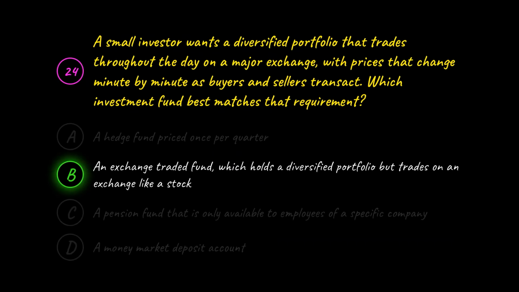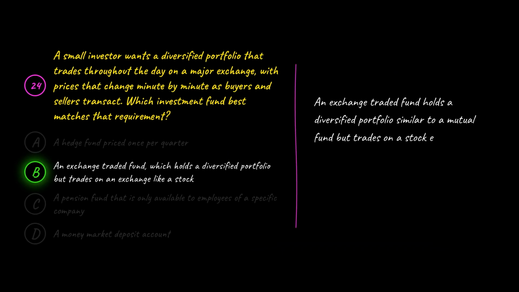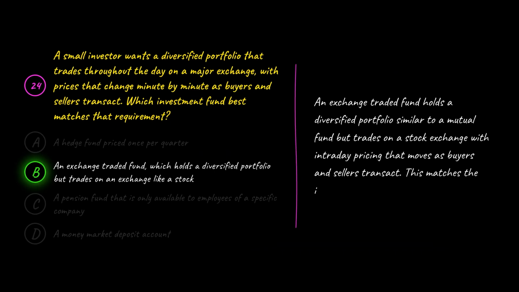The correct answer is B, an exchange-traded fund which holds a diversified portfolio but trades on an exchange like a stock. B is correct because an exchange-traded fund holds a diversified portfolio similar to a mutual fund, but trades on a stock exchange with intraday pricing that moves as buyers and sellers transact. This matches the investor's preference for live pricing and diversification.